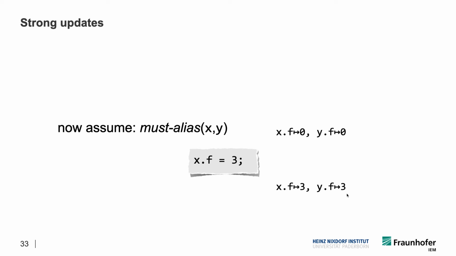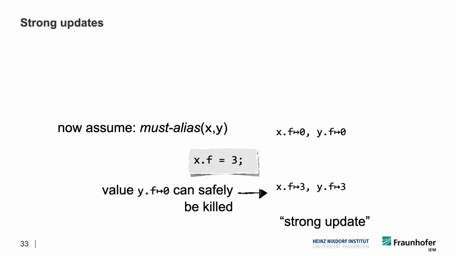So your abstract representation basically doesn't grow. Whereas with weak updates, we saw it's quite to the contrary. We can always add information, and sometimes we have to add information in order to be sound, but we can never discard anything. And that's not nice. So the whole point here is that we can safely kill this outdated value due to the strong update.